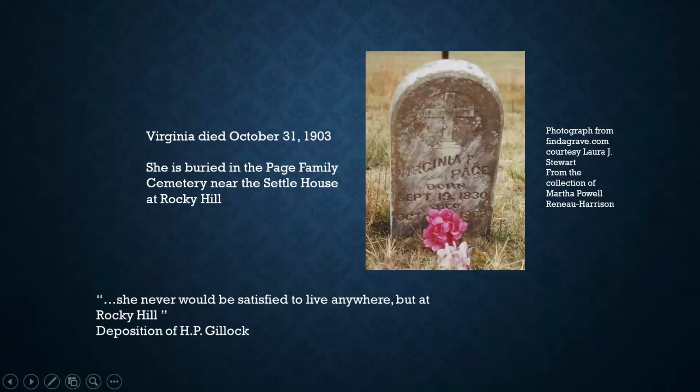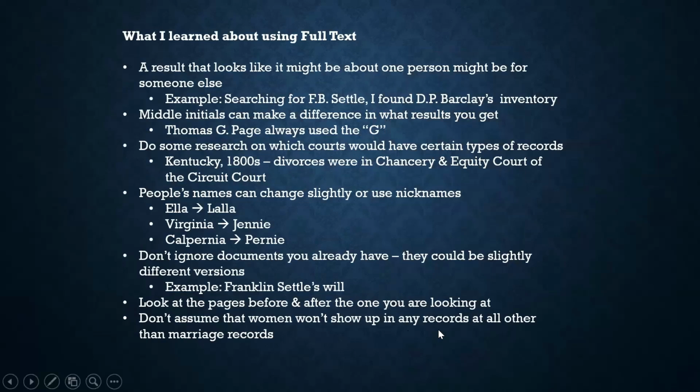And Virginia died Halloween 1903, and she is buried in the Page Family Cemetery that's near what is now known as the Franklin Settle House at Rocky Hill, and the house is actually on the National Register. And there is this quote here from the owner of the boarding house that James said about Virginia, which is that she never would be satisfied to live anywhere but at Rocky Hill. So it seems appropriate that that's where she is still at today.